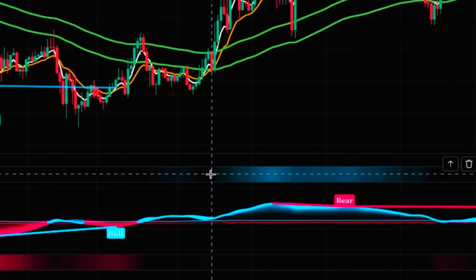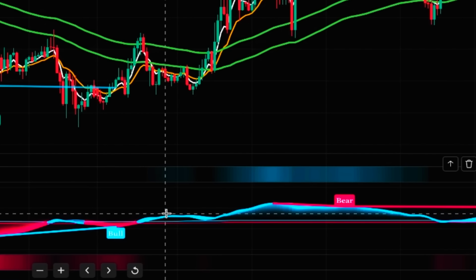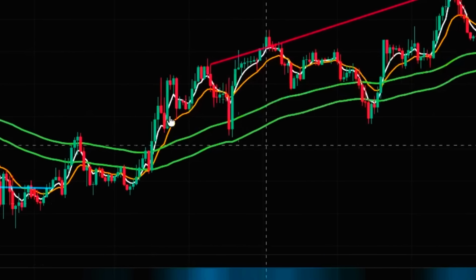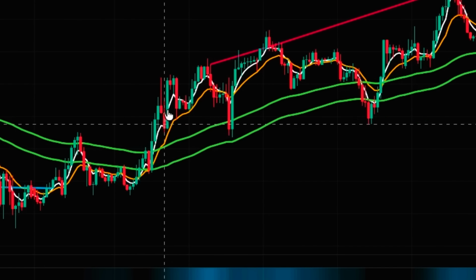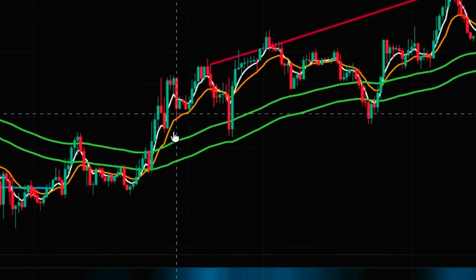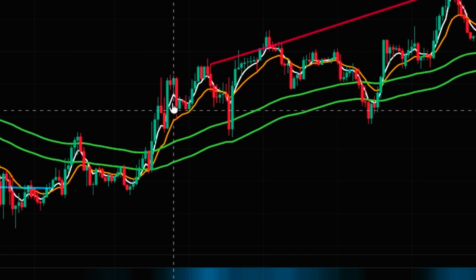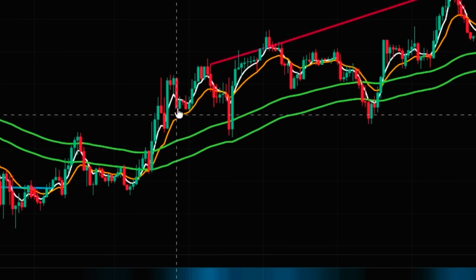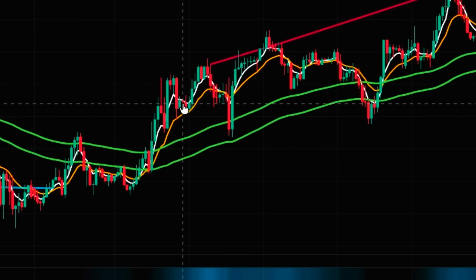Here, you can see that RSI line again went above the center line. And from here, you can see that the price completely went above the green channel. And after that, the orange line and the white line are also above the green channel. So we have different signals from long term to short term that probably a reversal is happening and we are going to have an uptrend. Now we should wait for a pullback.